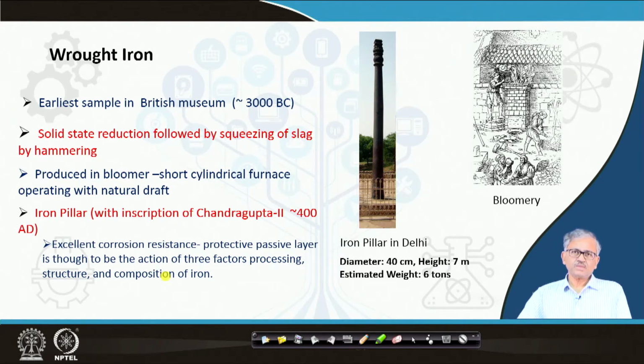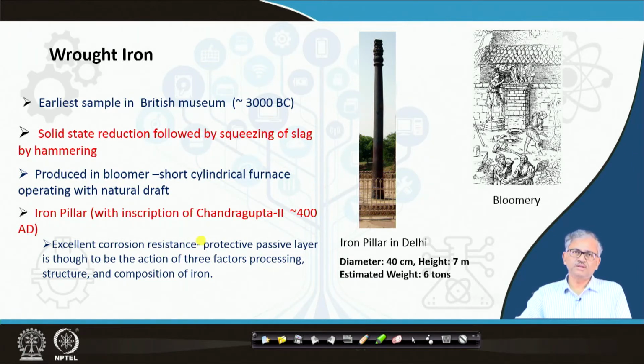As I said, it is intermixed with the slag, that may be one reason, and that iron contains a lot of phosphorus. So, some hydrated phosphate, they have found on the surface, basically restricts this oxidation. So, this is about the wrought iron.